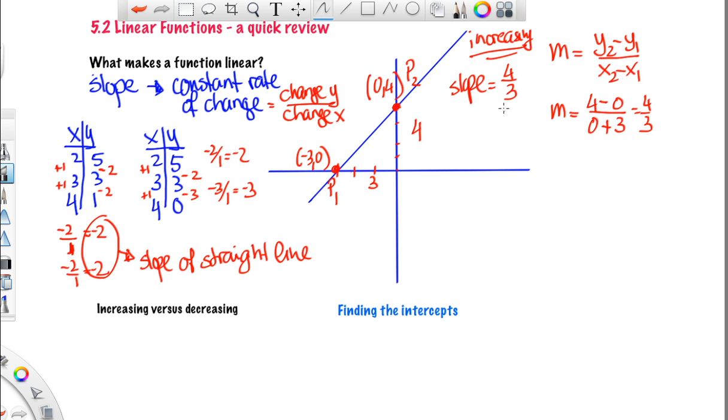Okay, increasing means, in terms of the slope or the rate of change, so slope, which is rate of change, it's increasing if this is positive.